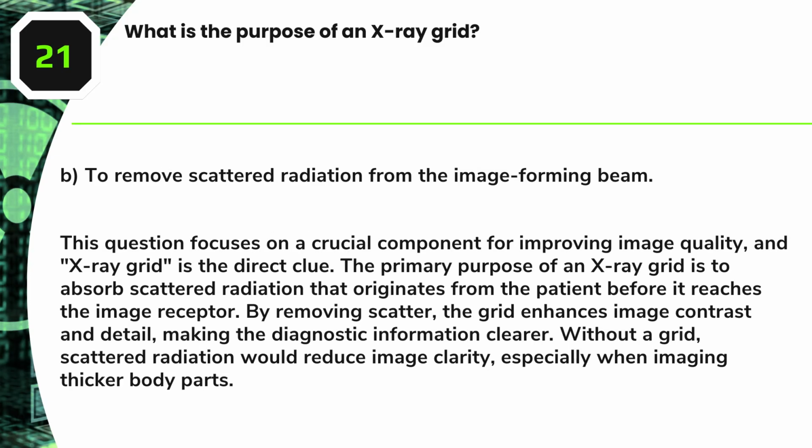Answer, B. To remove scattered radiation from the image-forming beam. This question focuses on a crucial component for improving image quality, and "X-ray grid" is the direct clue. The primary purpose of an X-ray grid is to absorb scattered radiation that originates from the patient before it reaches the image receptor. By removing scatter, the grid enhances image contrast and detail, making the diagnostic information clearer. Without a grid, scattered radiation would reduce image clarity, especially when imaging thicker body parts.